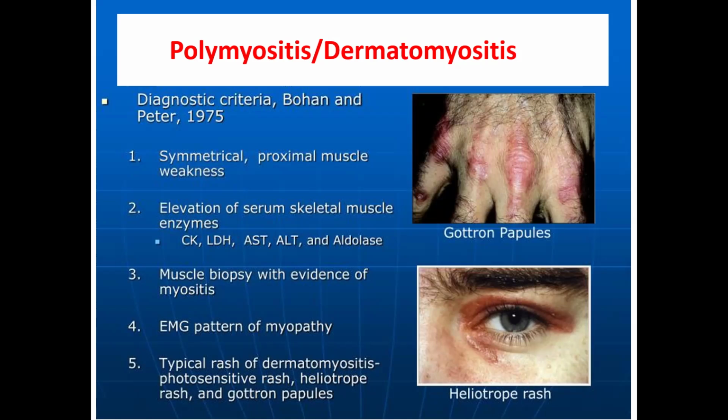Symmetrical proximal muscle weakness, elevation of the skeletal muscle enzymes such as the CK, LDH, AST, ALT, and aldolase, muscle biopsy with evidence of myositis, EMG pattern of myopathy, typical rash of dermatomyositis, photosensitive rash, heliotrope rash, and Gottron papules. Look at the Gottron papules in the hand here and the heliotrope rash underneath the eye.